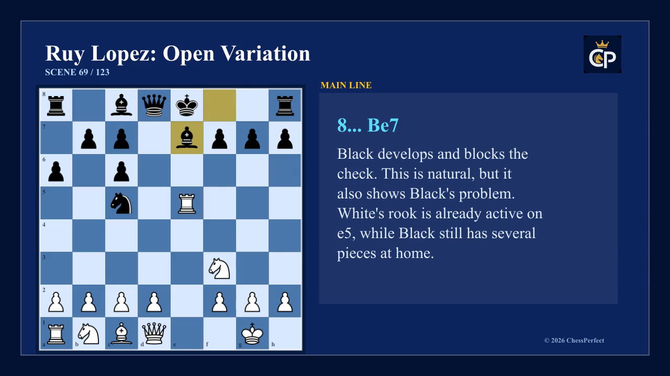Bishop e7. Black develops and blocks the check. This is natural, but it also shows black's problem. White's rook is already active on e5, while black still has several pieces at home.